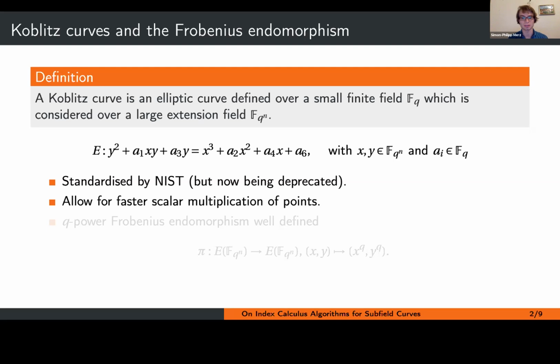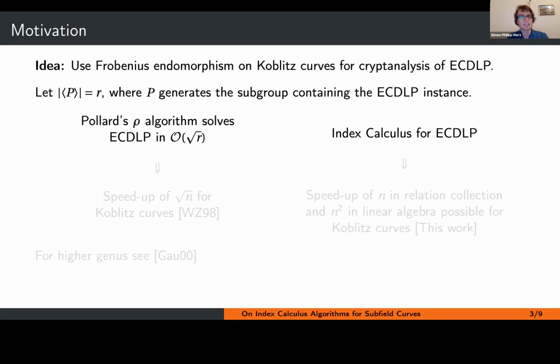I'll use n as the degree in this talk. Half of the curves that have been standardized at some point by NIST were Koblitz curves over the binary field, like with two elements, but it's now highlighted that they are being deprecated. But they were popular for some time since they allow for faster scalar multiplication, which is because there is the Frobenius endomorphism, which is the map that sends one point to another point, raising the coordinates to the q-th power. So this raises a natural question whether we can use this endomorphism also to speed up, or variants thereof, to cryptanalyze the elliptic curve discrete logarithm problem.